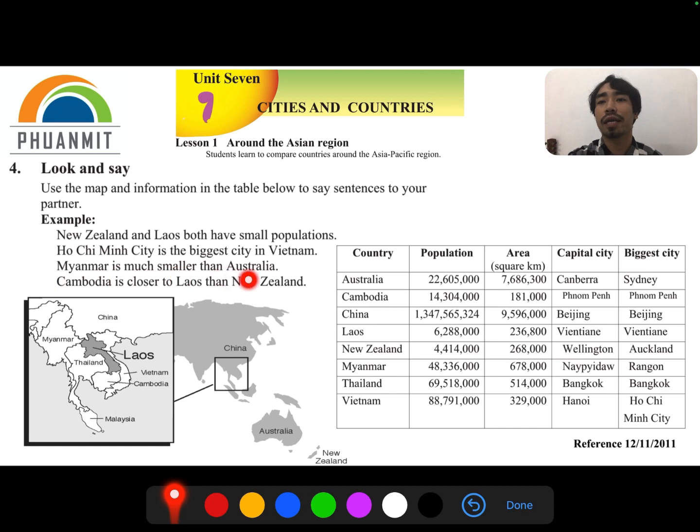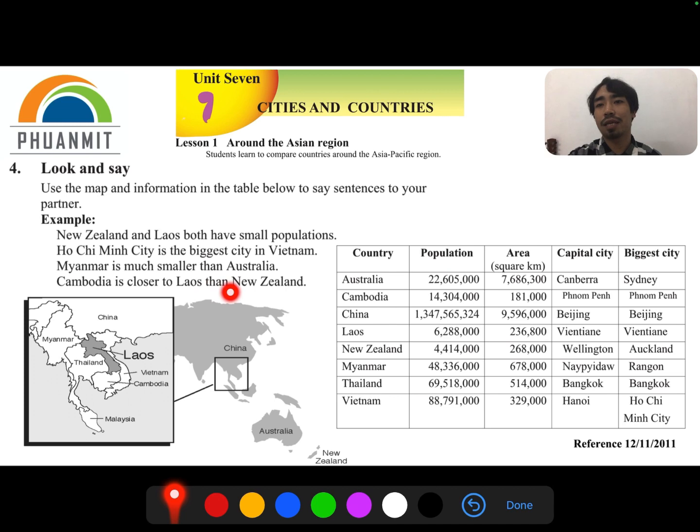Myanmar is smaller than Australia. Is it a big country or a small one? Where is Myanmar? The area here is 678,000 square kilometers and Australia is 7,686,300 square kilometers. So Australia is bigger than Myanmar, right? So you need smaller. Myanmar is much smaller than Australia.